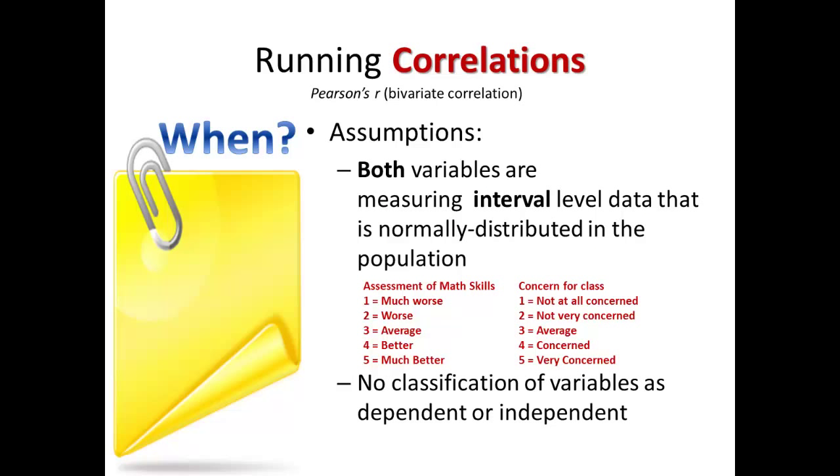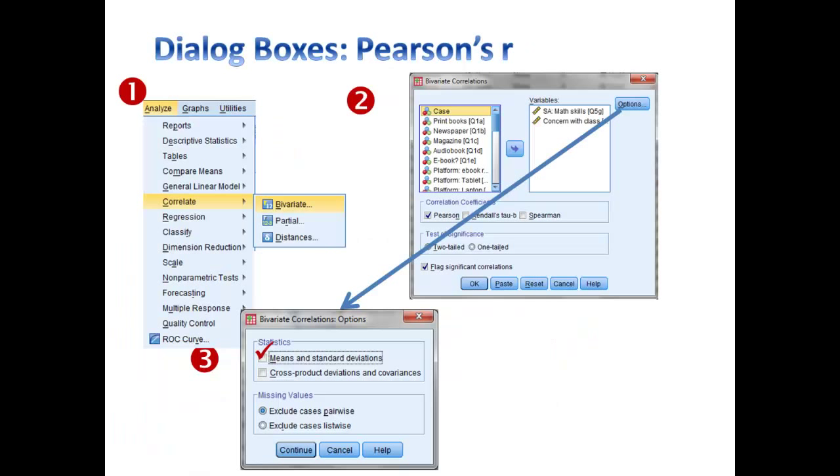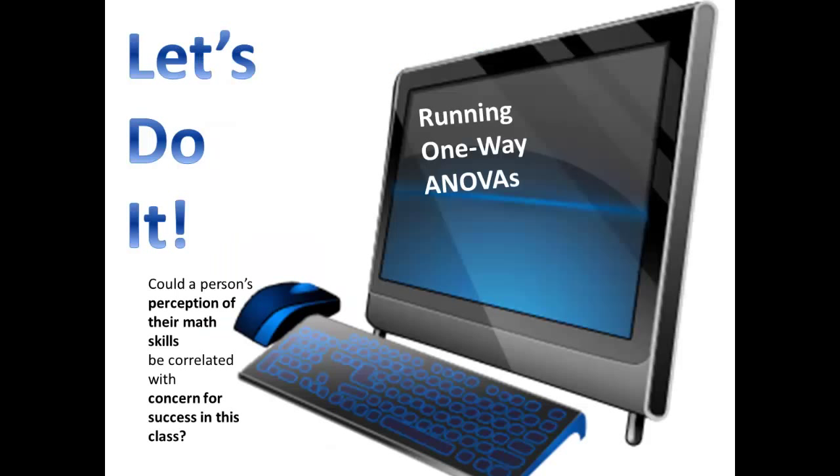So let's talk about how to do it. Very simply, Analyze, Correlate, Bivariate, and then when you identify the variables, you don't need to identify whether they're independent or dependent. Just identify the variables that you're looking to determine relationships amongst. And then in Options, under Statistics, it's easy if you choose means and standard deviations. These are the dialog boxes that you'll see along the way to running your Pearson's R correlations. So let's do it. Could a person's perception of their math skills be correlated with their concern for success in a class that utilizes those math skills?